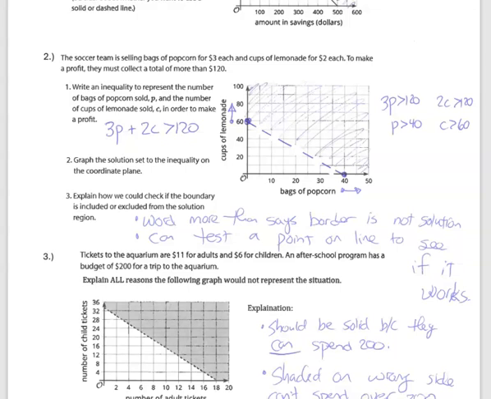Once again, you could graph this using slope-intercept form, but I find it much easier just to graph using x and y intercepts. Not only does it tell you where the x-intercept and y-intercept are, but it'll tell you which way you're going to shade if you're looking at the inequality symbol.